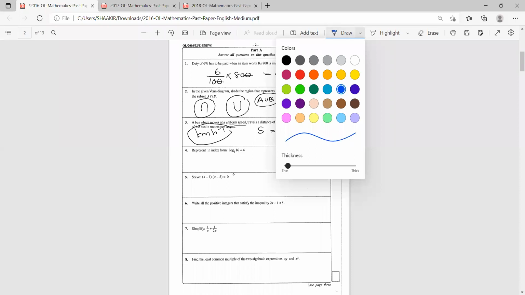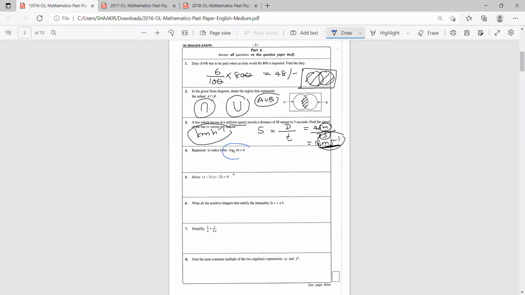Represent in index form. Okay, so I'll teach you all how to pronounce this. The pronunciation, children: logarithm of 16. Okay, listen carefully. Logarithm of 16 to the base 2 is 4. So you can see here in the log they have written 2, right? So we say logarithm of 16 to the base 2 is 4.